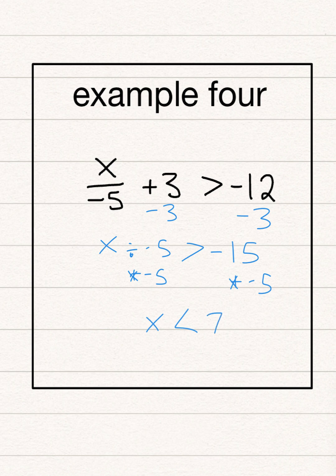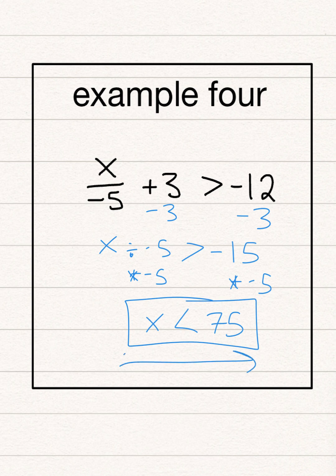15 times 5 is 75. A negative times a negative cancels out. So my answer is x is less than 75. If we put this on a number line, we have 74, 75, 76. This is an open circle at 75, going to the left because it's less than.